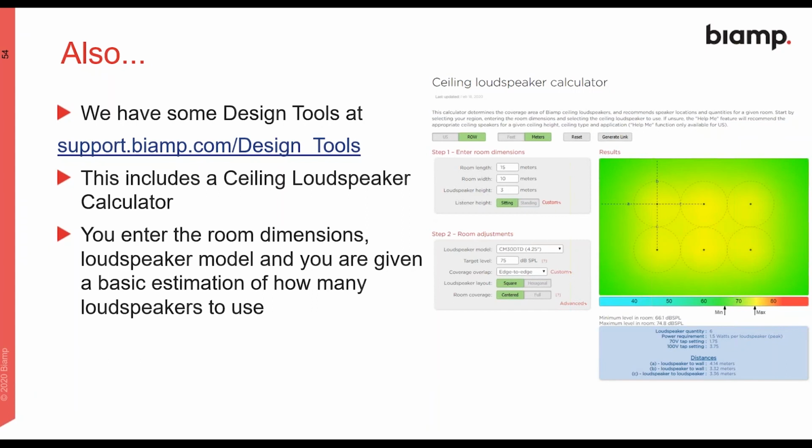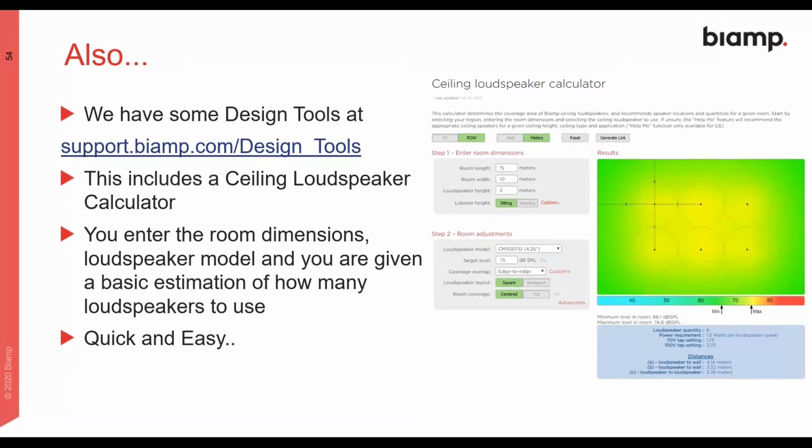You can choose the ones that you think would be right from your side, or the ones that you know you have or you can get. And it will give you a very basic visualization of the SPL level within that space and an estimation of how many loudspeakers to use. So it's quick and easy. Maybe you could use that as a first step and then also put it into Ease Address or Ease Focus and get a more accurate or a better visualization of the whole space, for example.